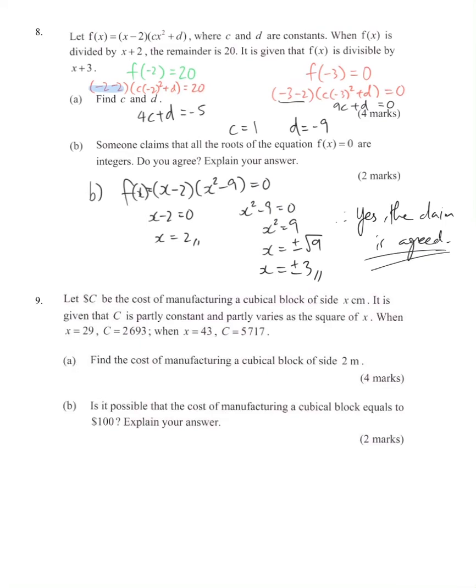And number 9, we have a partial variation question. In that, C is partly constant and partly varies as the square of x. So we can substitute the x and C values from the two sets of data to find k1 and k2 for us. Then we can put it in the calculator again, program 1. We put 1, 29 squared, 2693, and then 1 again, 43 squared, and then 5717. This tells us that k1 is 170 and k2 is 3.